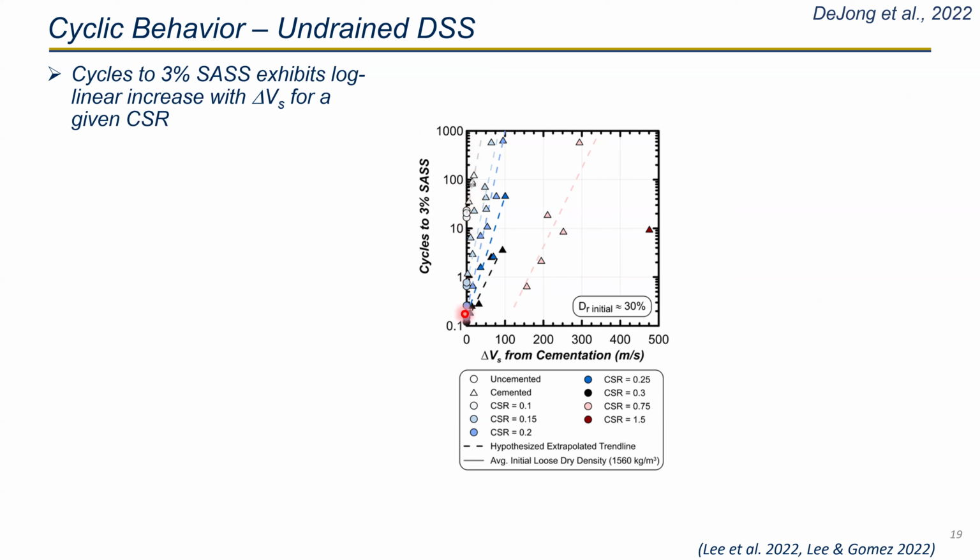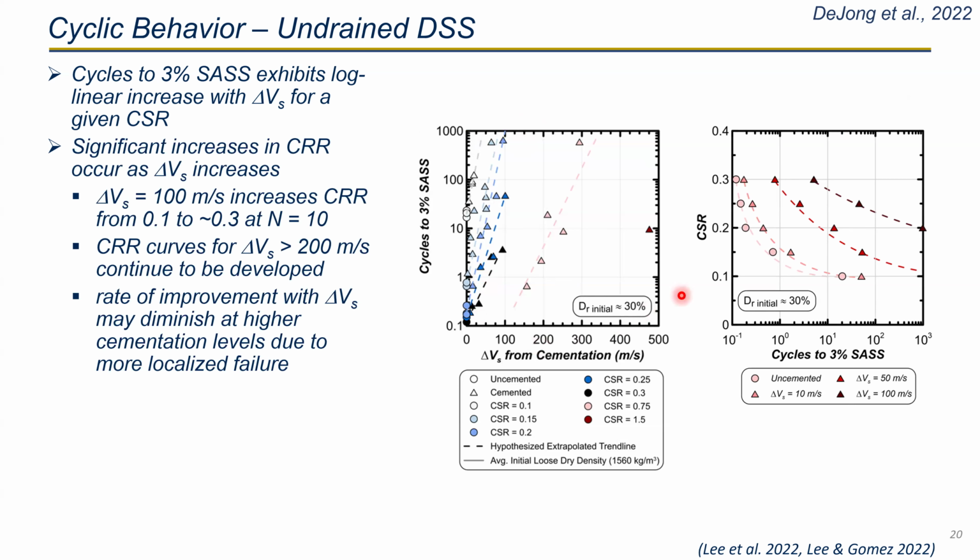Here they plotted the data with delta Vs, which is the MICP treatment level, on the x-axis, and the number of cycles to get 3% shear strain on the y-axis. As you can see, there is a clear log-linear relationship between the delta Vs and the number of cycles, even at a relatively low magnitude of cementation. You can also observe that as the applied loading magnitude increases, the effect of the delta Vs increase may become less pronounced, as indicated by the trend line getting increasingly flatter.